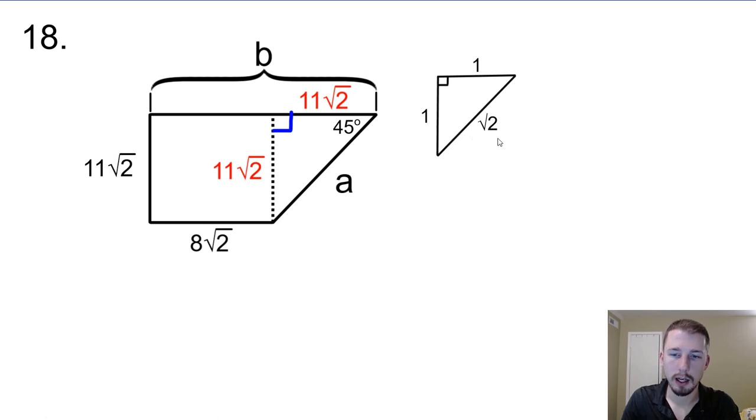And then radical 2 times 11 radical 2. I think we just did one very similar to that, didn't we? So 11 radical 2 times radical 2. Well, rad 2 times rad 2 is regular 2, and regular 2 times 11 is equal to 22.